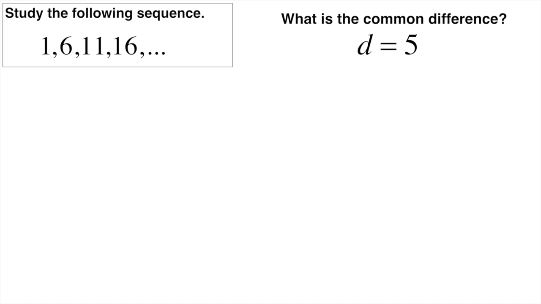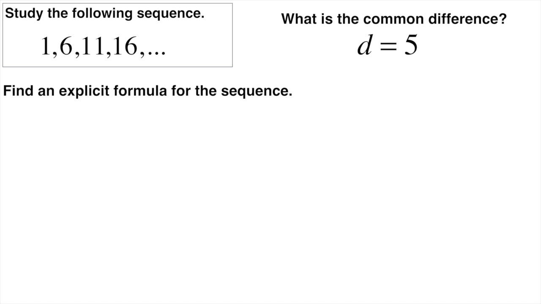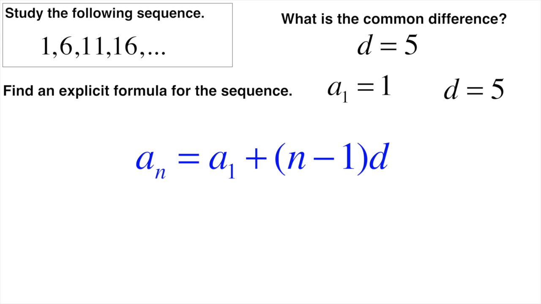And that's really helpful to know because that's going to be a key component of our formula. So now we're asked to find the formula. So remember, our first term and our difference are going to be our keys here. This is the generic formula for an arithmetic sequence. The first term, a of 1, that's our first term in our sequence, which is 1. And our difference is 5.